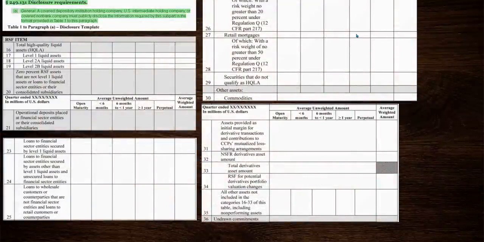So this is the disclosure form. I'm going to leave this PowerPoint below in the description so you can take a look. I'm not going to read everything verbatim. I'm just going to go over important parts. This is the disclosure template. You can see here there's quite a bit to it. I'll let you read that.